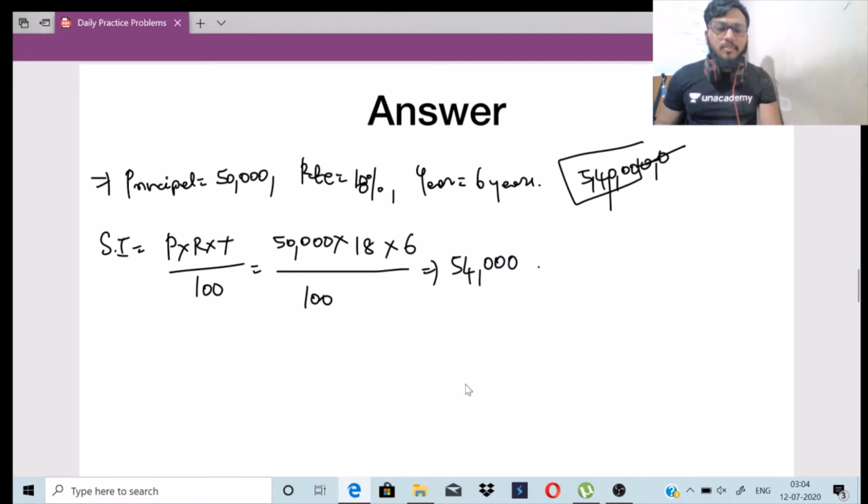So that is what I'm placing here. This is for a period of 6 years. So what is this basically? This is just the interest. This is not the total amount, right? This is just the interest.